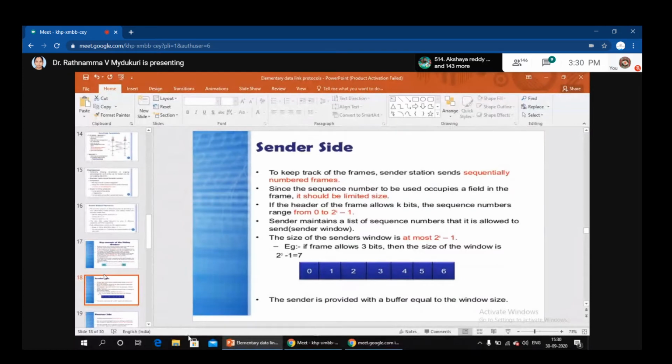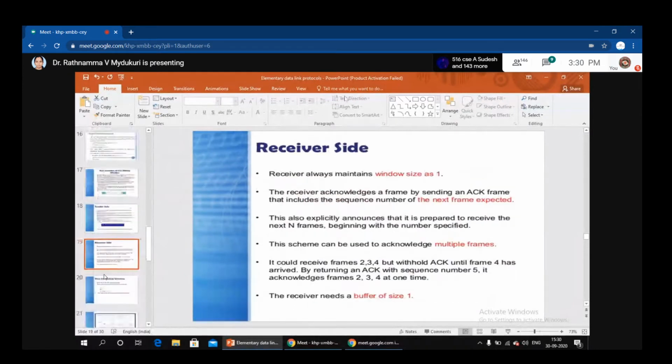Now coming to the receiver side. The receiver is also going to maintain a window. The receiver always maintains a window size of 1 here. The receiver acknowledges a frame by sending an acknowledgement frame that includes the sequence number of the next frame expected. So it is going to send back the acknowledgement, and at the same time it also sends the sequence number of the next frame expected. We'll see that in the coming diagrams.